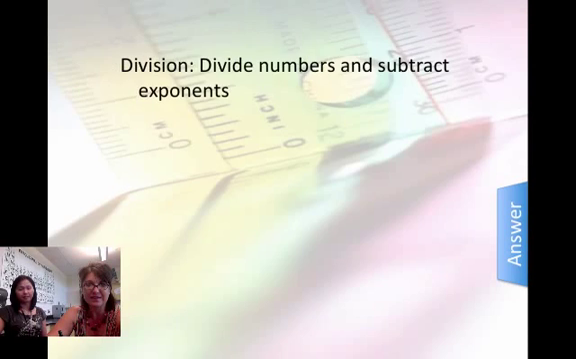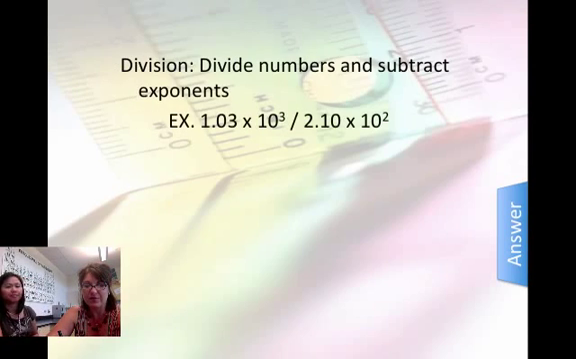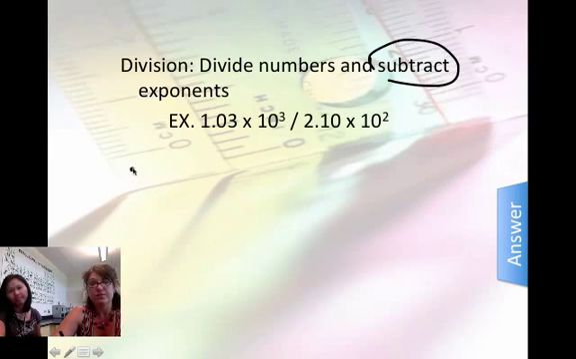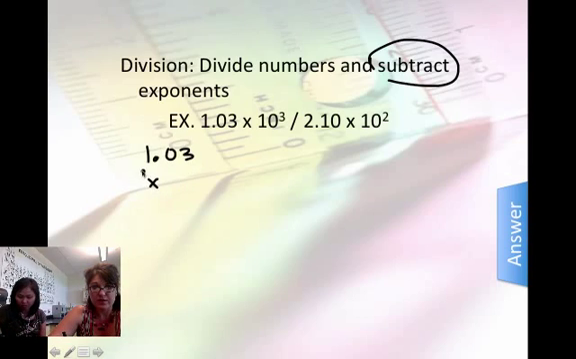Division. Okay. So now it's very similar to the multiplication rule. When we multiplied, we added the exponents. Multiply, add, divide, subtract. The exponents. Easy to remember. All right, so we take our coefficients, 1.03, and then we divide by 2.10.